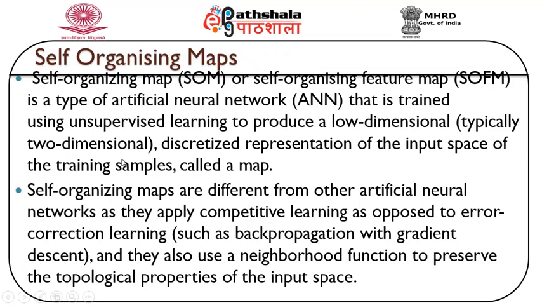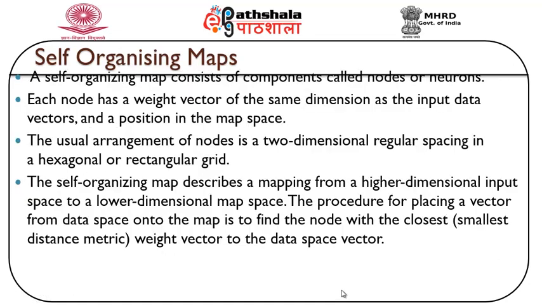Next comes the self-organizing maps. Self-organizing maps, or SOM, is a type of artificial neural network that is trained using unsupervised learning to produce a low-dimensional discretized representation of the input space of the training samples, which is called a map. The SOMs are different from other artificial neural networks as they apply competitive learning as opposed to error correction learning, which is like backpropagation with gradient descent, and they also use a neighborhood function to preserve the topological properties of the input space.